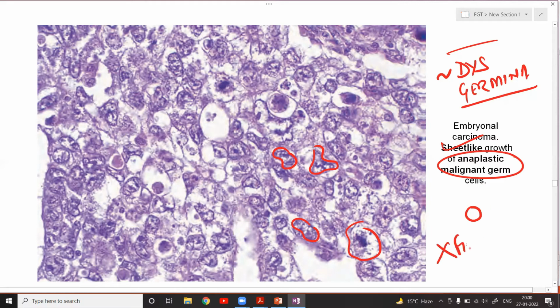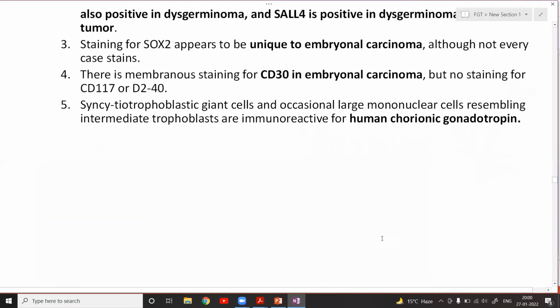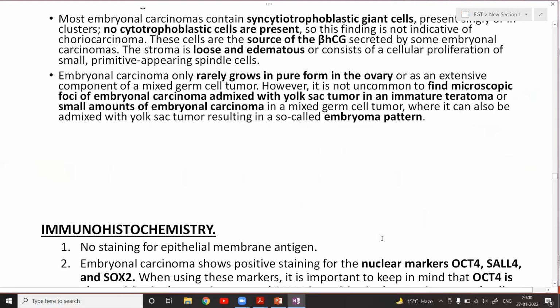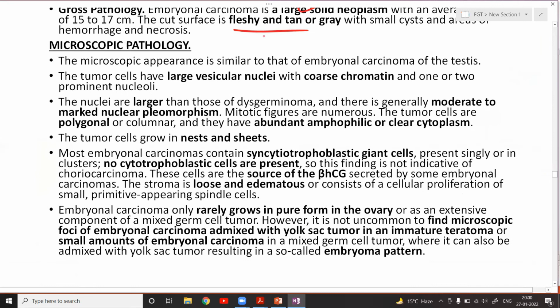Again, there is no fibrous septa present over here. So you will not find fibrous septa dividing the tumor into nests. You will not find any kind of inflammatory cells that we were seeing in dysgerminoma. So one very important differential diagnosis is this. The tumor comprises large vesicular nuclei with coarse chromatin. The nucleus is large and they show marked nuclear pleomorphism. So this is how it is different from a dysgerminoma.